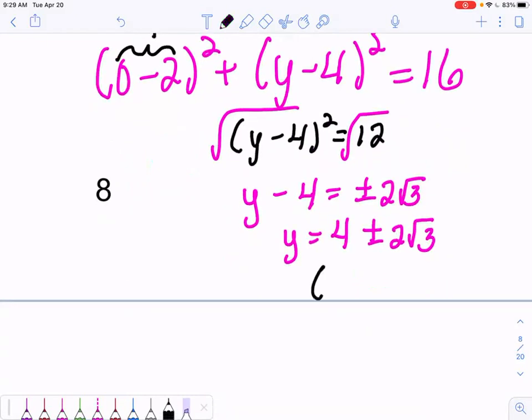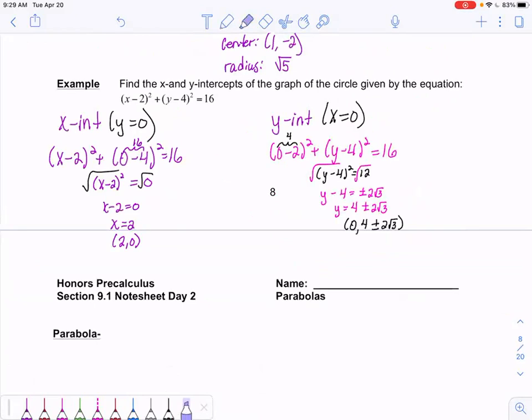Again, an intercept is an ordered pair. We plugged a 0 in for x, and then the y is 4 plus or minus 2 root 3. So that means it's touching the y-axis twice. 4 plus 2 square root of 3 and 4 minus 2 square root of 3. So one above and then one a little below that. We will be graphing these by using estimation. So the square root of 12 is a little more than 3. So 4 plus a little more than 3, 4 minus a little more than 3 to get those y-intercepts. Are there any questions?